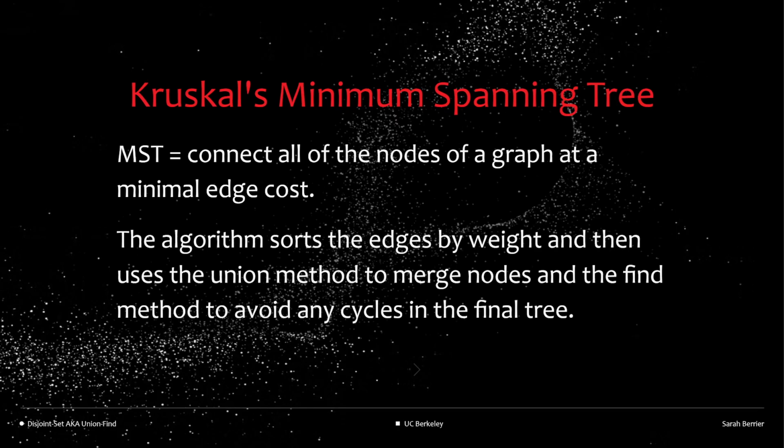The algorithm starts by sorting all the edges by weight. So the smallest weight is at the top, and it merges until everything's connected. And it will use union to do those merges, and it will use find to avoid any cycles in the final tree. So that is disjoint set in a nutshell.